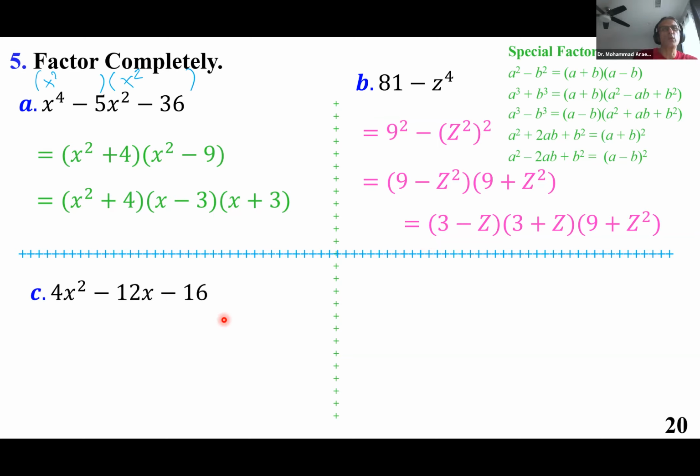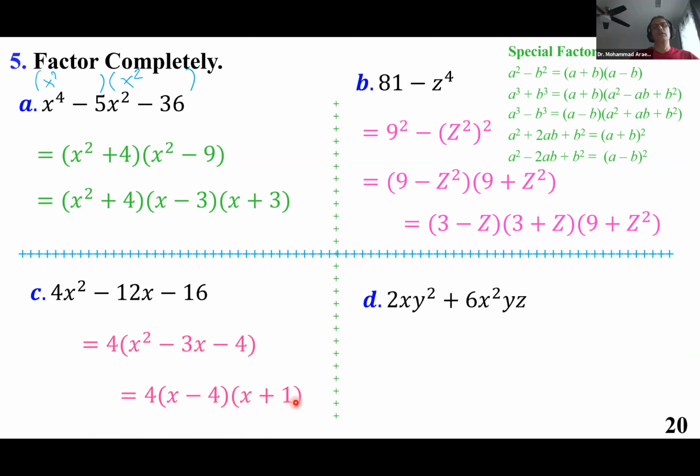The first step is always GCF. If there is any, 4 comes out. And now you want two numbers. The product is negative 4. The sum is negative 3. And that's an easy case. So x minus 4, x plus 4.